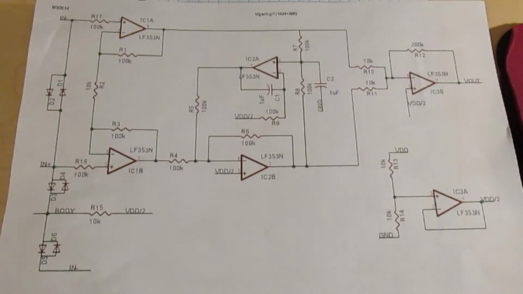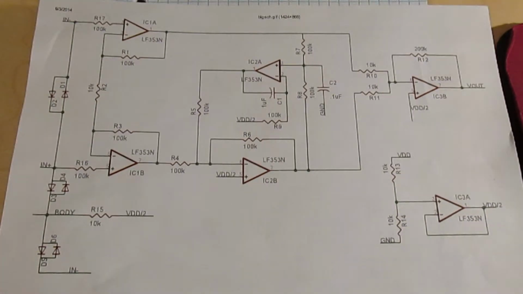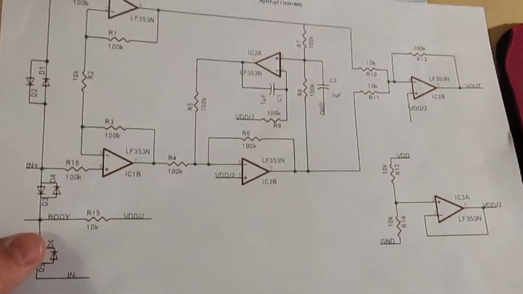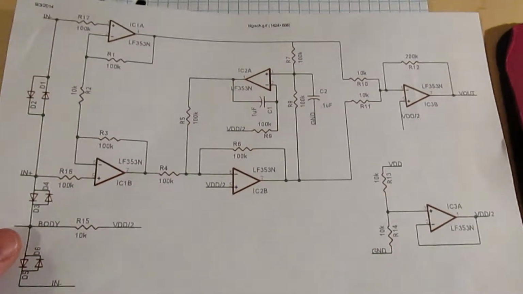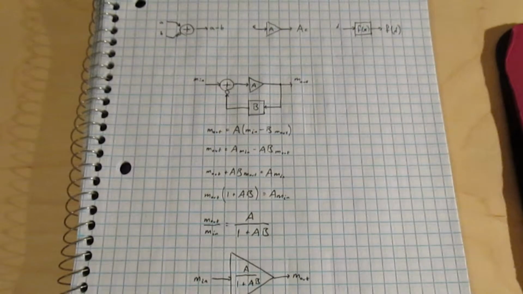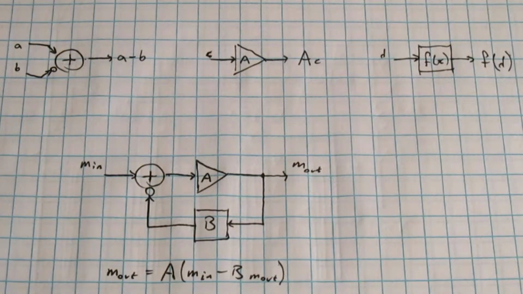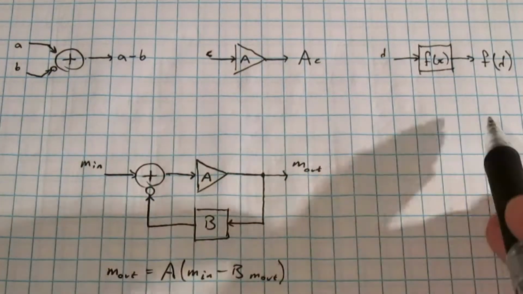are unfamiliar with it. But the schematic might not be the best visual aid for that. The schematic shows you how it's built, but it doesn't really give you a good visual idea of what's actually happening to the signal. So instead I'm going to be drawing up some block diagrams. And just in case you're not familiar with block diagrams, I'll explain the symbols that I'm using to make them.